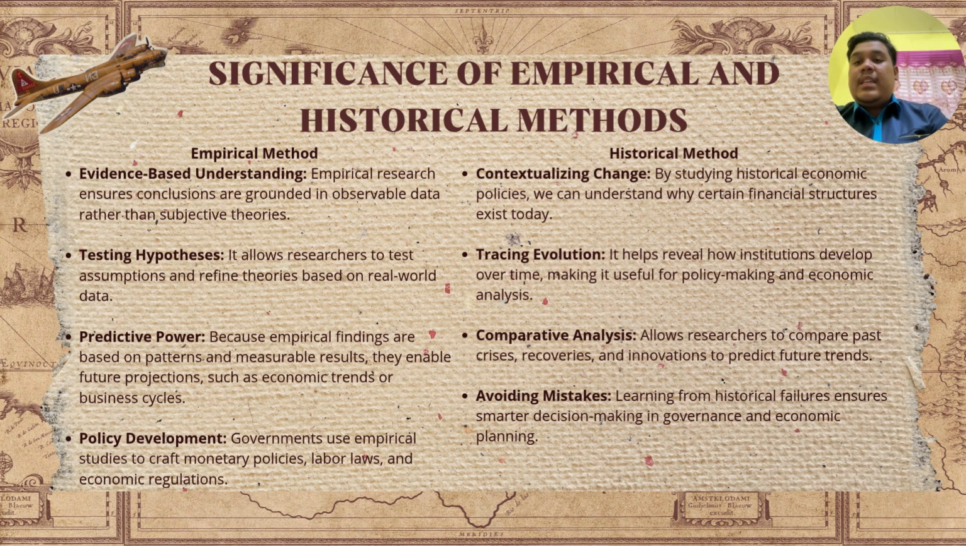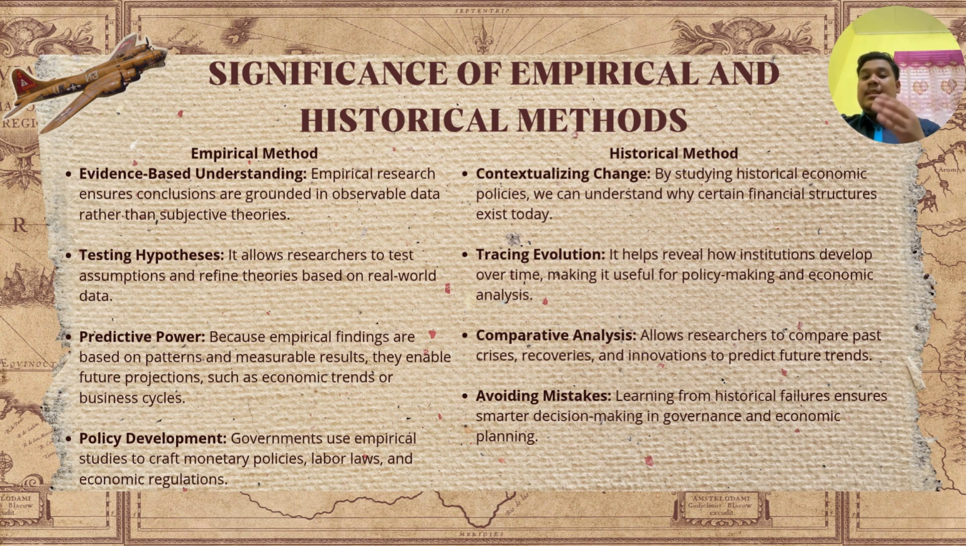The second method is historical method. First point is contextualizing change. History helps us to see why institutions and behavior developed the way they did. For example, Veblen studied American society after the Civil War and showed how rising wealth led to social divisions and people spending just to show off. It's called conspicuous consumption.